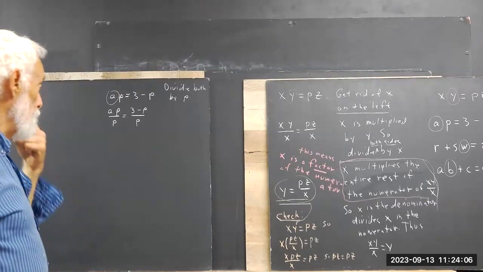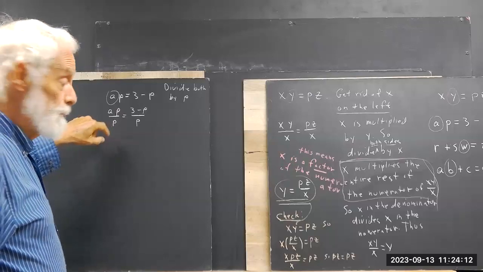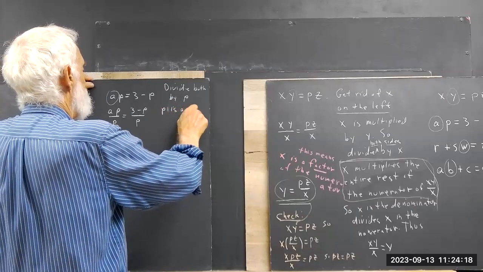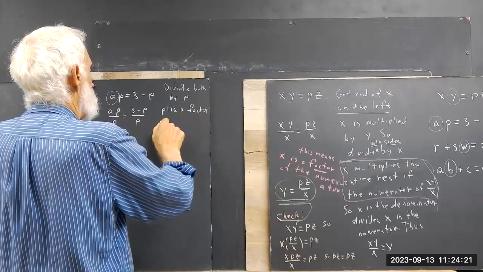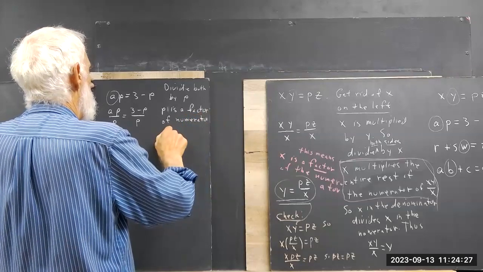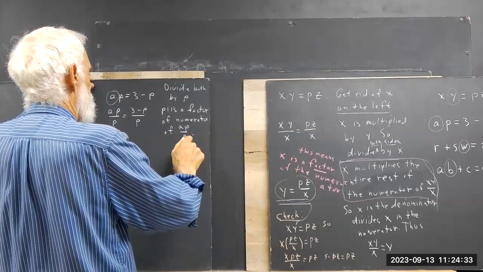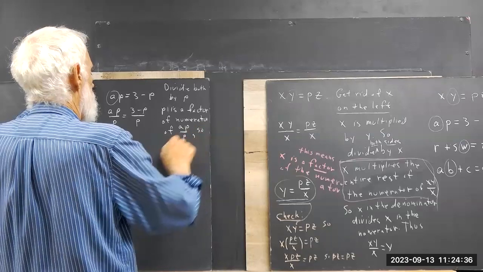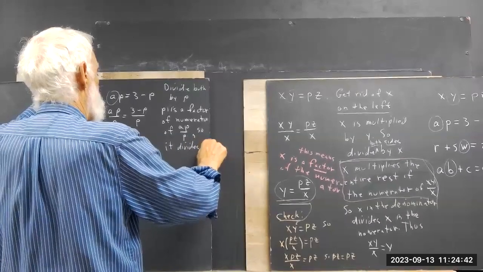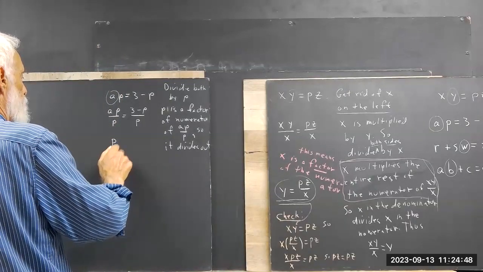Now here's where you've got to be careful. Okay, P is a factor of the numerator and a factor of the denominator, right? So it divides out, and we get just a.